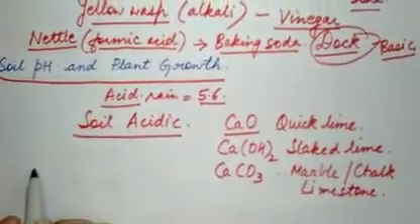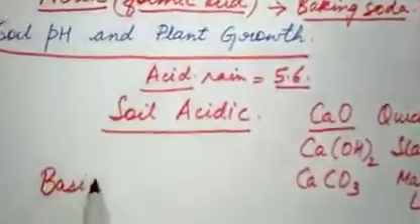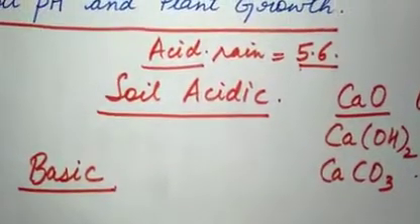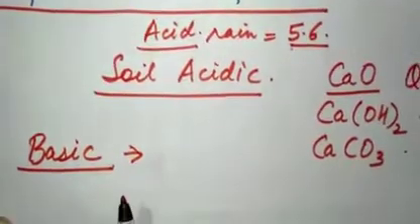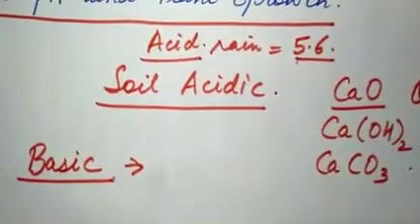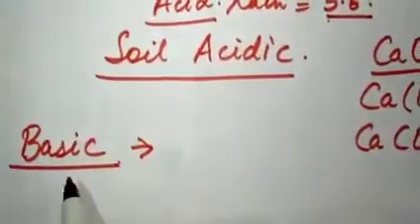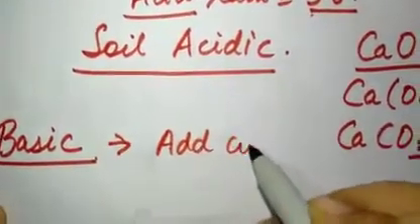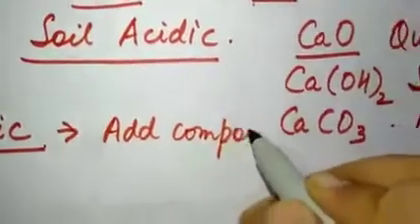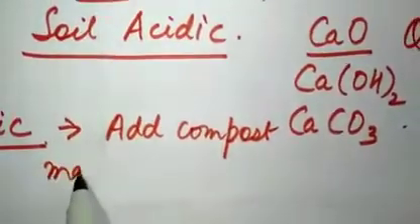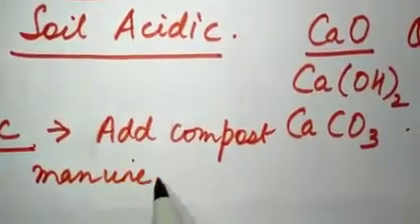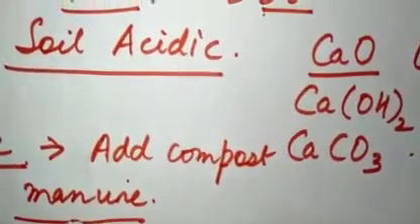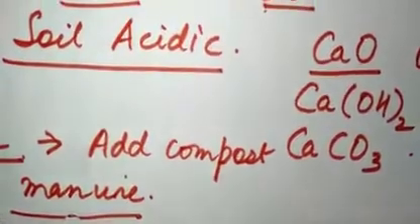And if the soil is basic in nature, sometimes soil becomes basic in nature, and for that naturally again we need to neutralize it so that our crops grow well, our plants grow well. For that what we can do is add some compost. I hope all of you know what compost is, or we can add some manure, because they contain acidic materials, and it will neutralize the effect of the base that is there in the soil.